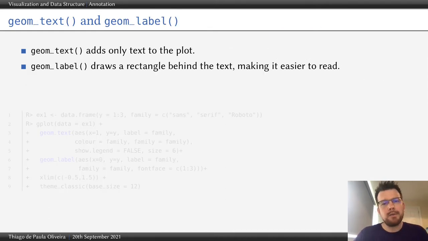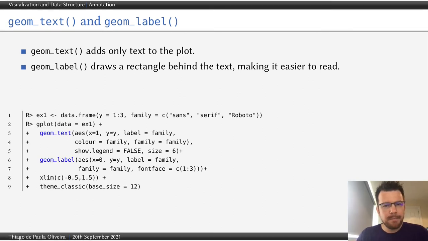Another way to annotate information in the plot can be through geom_text and geom_label. Here I am building a data frame with y values from 1 to 3 and 3 different font families: sans, serif, and roboto. Then I call the ggplot function and include the data as global information for the next layers.